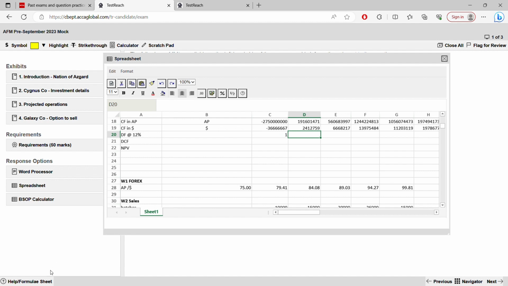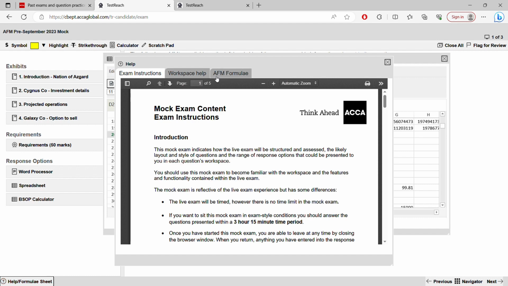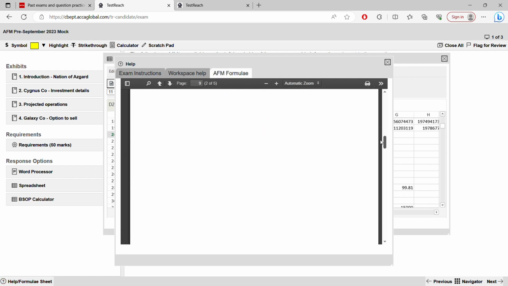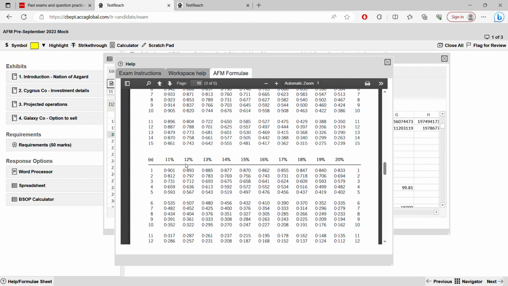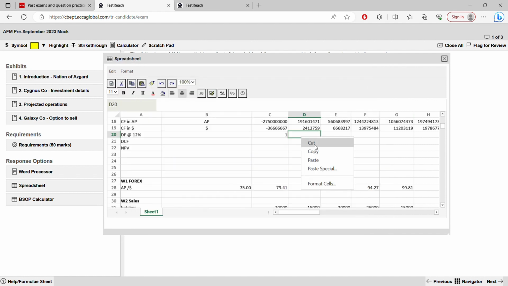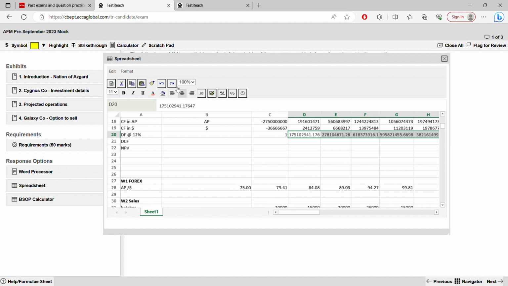You have to go here, help, formula sheet, AFM formula, go down, go to the present value factor, okay? These are the things you have to copy: 1, 2, 3, 4, 5. Can you do this? Let me check. I don't think we can copy it from the table. The reason we have to copy paste it is that it becomes easier for you to multiply the cash flow with the discount factor and get the discounted cash flow. It doesn't work. You can undo.